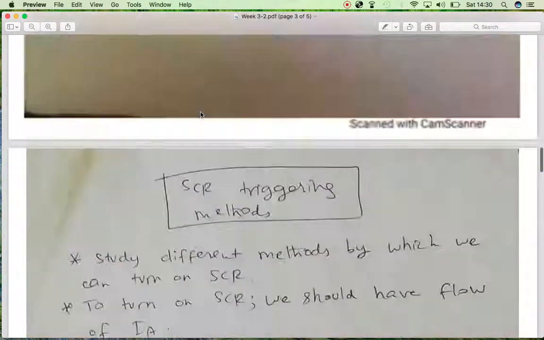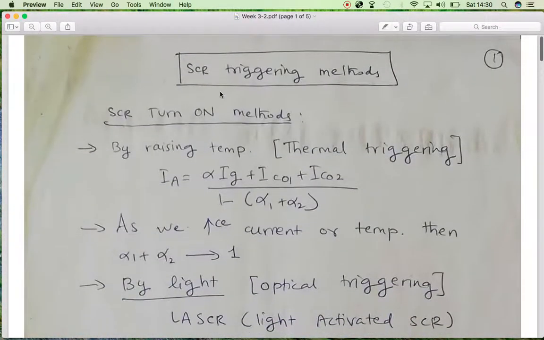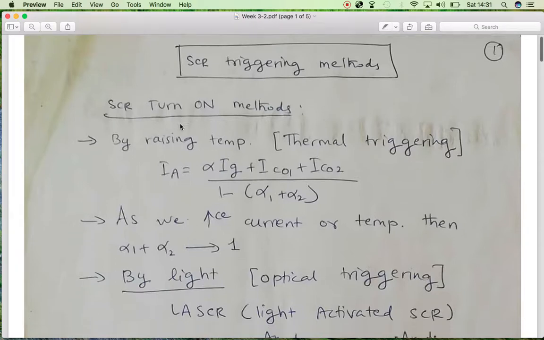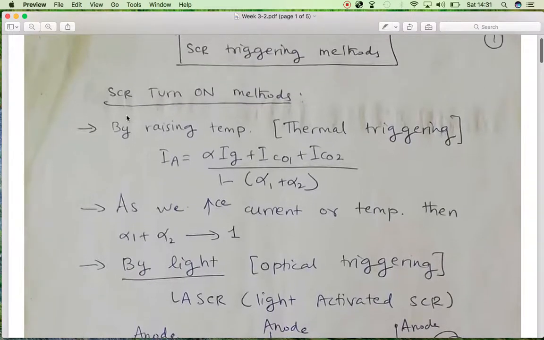So now we will be focusing on the SCR triggering methods. What is triggering? Triggering means turning on the SCR. So SCR turn-on methods: how to turn on an SCR, how to trigger it. There are different ways. This is the first way, by increasing the temperature. This is the thermal triggering method, because when we increase the temperature, then this value increases, as we have derived in this expression in the two transistor analogy.